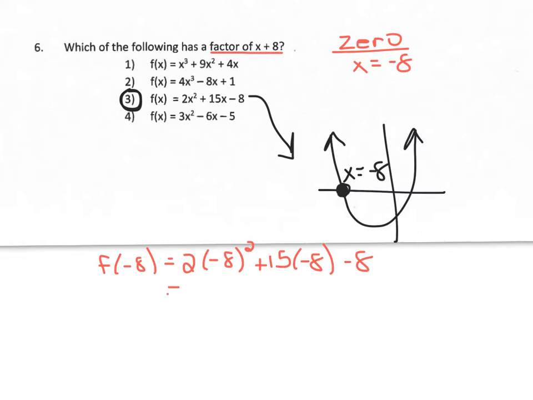Okay, so let's see. Negative 8 squared is 64, and 64 times 2 would be 128. And then 15 times negative 8 would be negative 120. And I'll bring down the negative 8. So actually, yeah, look, this does equal 0 because 128 minus 120 would be positive 8, and 8 minus 8 is 0. Okay, so because this equals 0, that means that negative 8 is a 0, so x plus 8 is a factor.